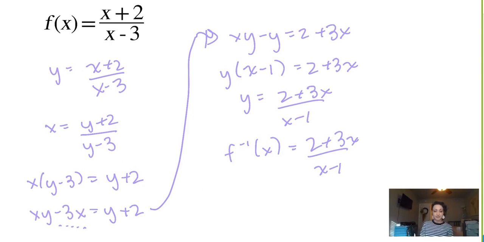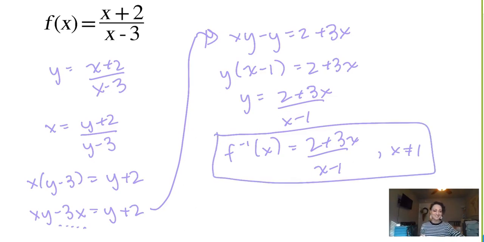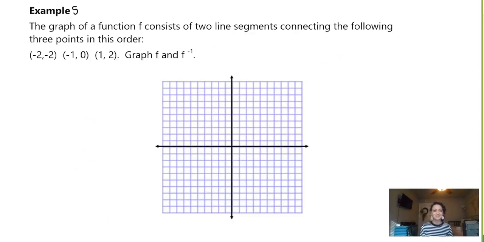And what's our domain here? What can x not be? X cannot be 1, right? Because that would cause a 0 in the denominator. And force another pause on your screen. Can you please copy example 5 and go ahead and graph just f for me first.